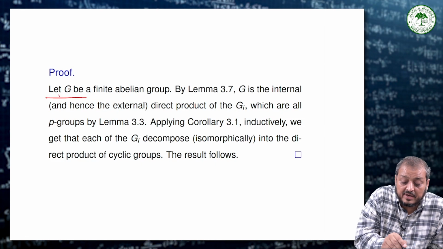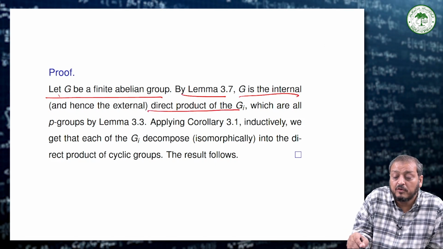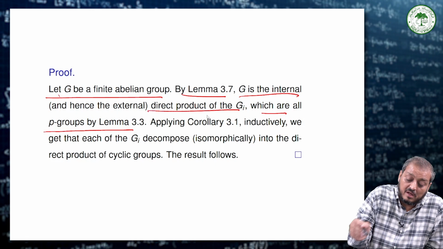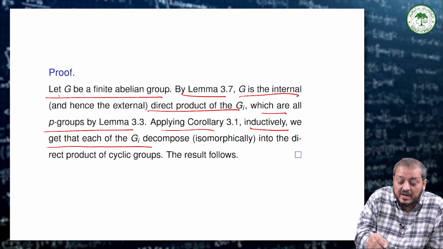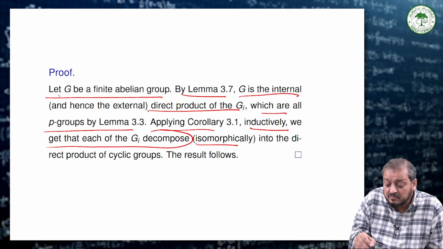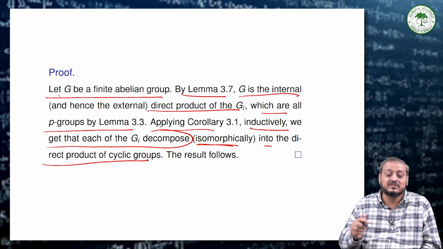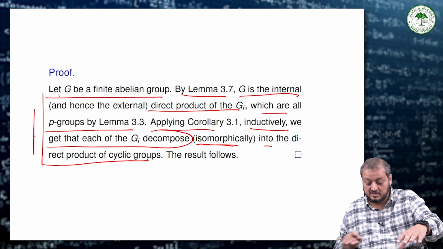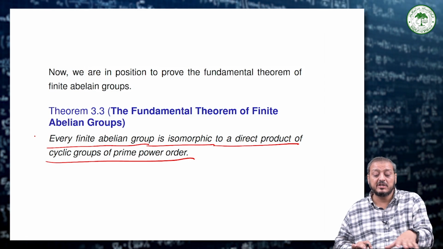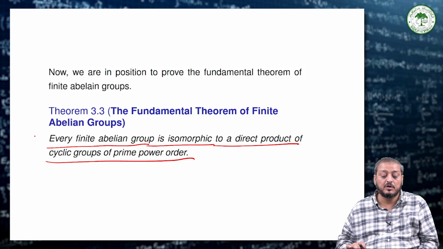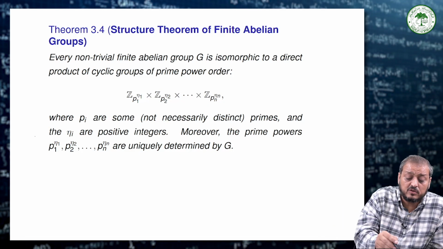So let G be a finite abelian group. Then by Lemma 3.7, G is the internal direct product of the G_i, which are all the p-groups. Then the corollary says that inductively each of the G_i is decomposed isomorphically into a direct product of cyclic groups, and this completes the proof. So by this series of lemmas, we can easily prove the fundamental theorem of finite abelian groups: every finite abelian group is isomorphic to a direct product of cyclic groups of prime power order. Now we can extend this theorem into this form.